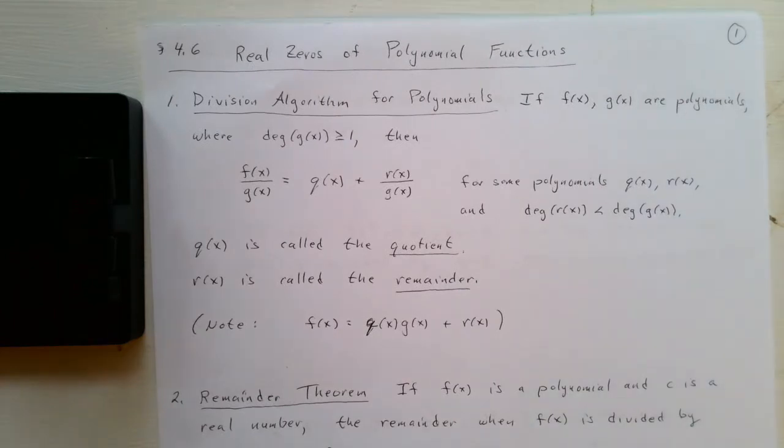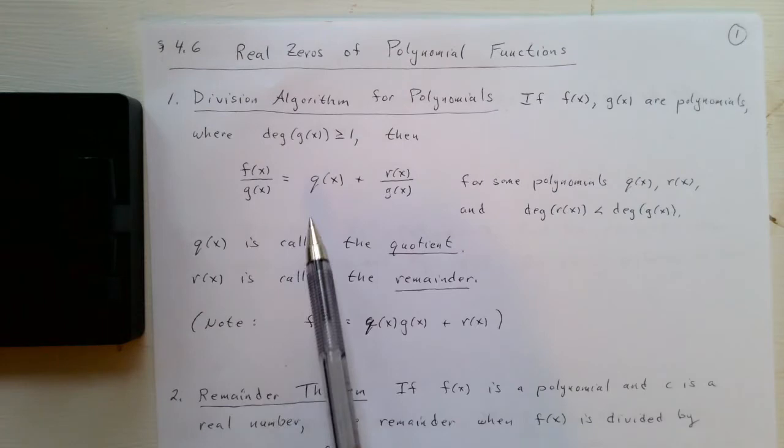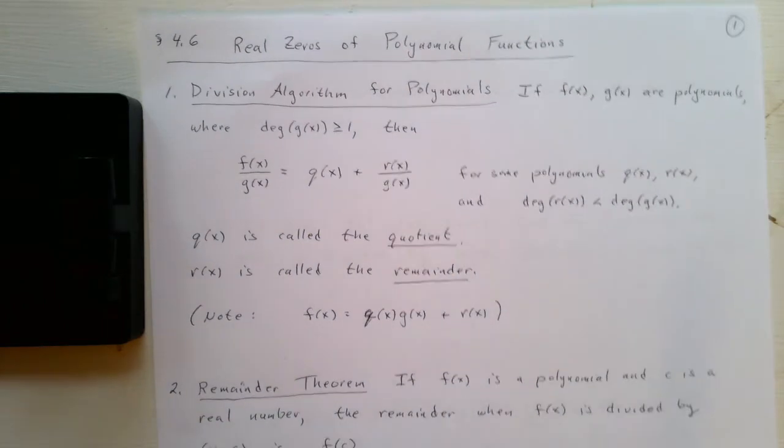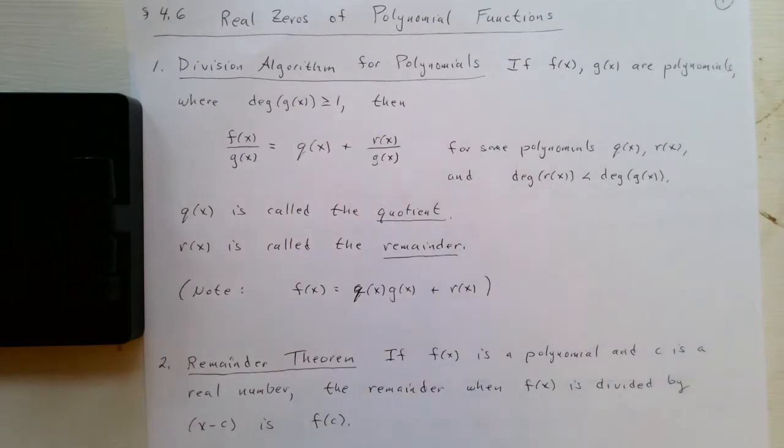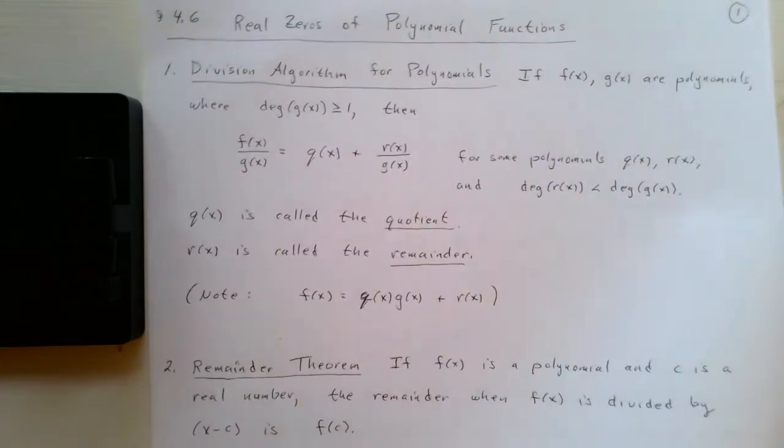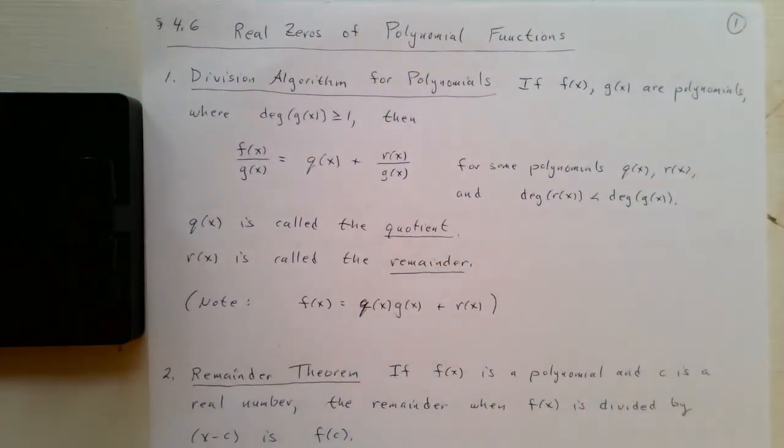Hopefully you've all had some experience with long division, certainly maybe long division of numbers. Maybe you've seen long division of polynomials, where you divide one polynomial by another and you get a quotient and a remainder. I'm going to do an example. You won't really be tested on this per se on an exam or quiz.